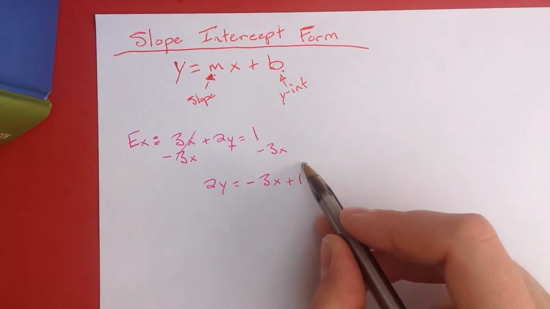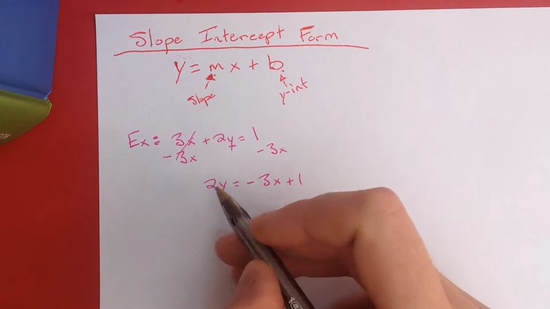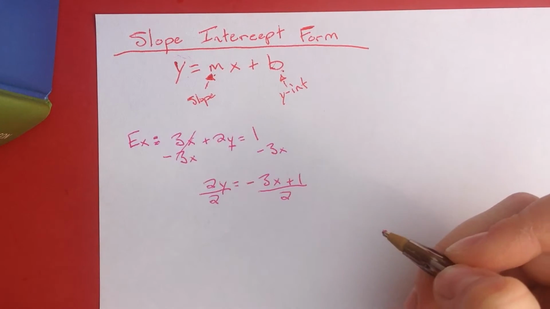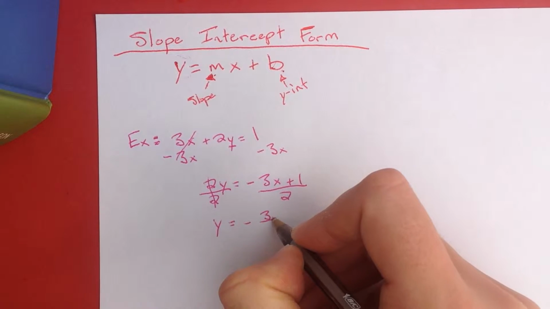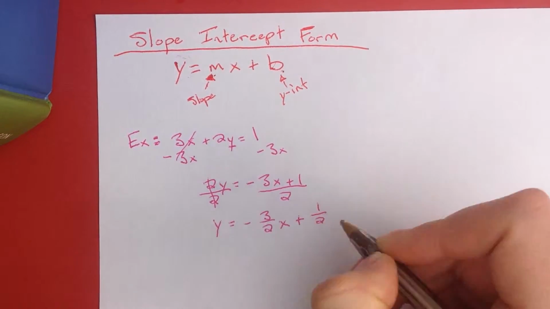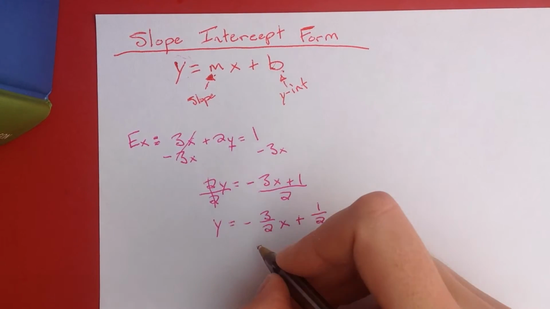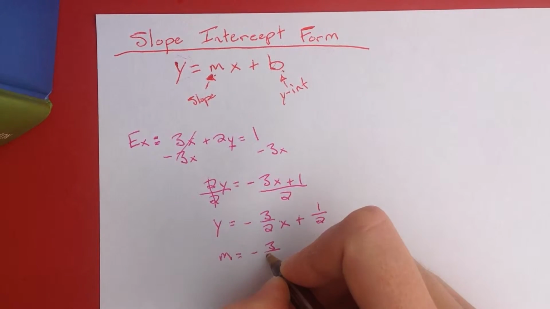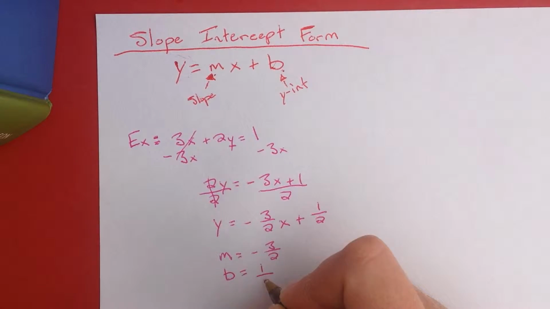Now these don't combine because 1 doesn't have an x. Lastly, we have this 2 attached to our y. Since it's being multiplied, to undo that, we divide both sides by 2, leaving us with y equals negative 3/2 x plus 1/2. So if we were asked to identify our slope and y-intercept from this equation, we would say we have a slope, or m, of negative 3/2 and a y-intercept of positive 1/2.